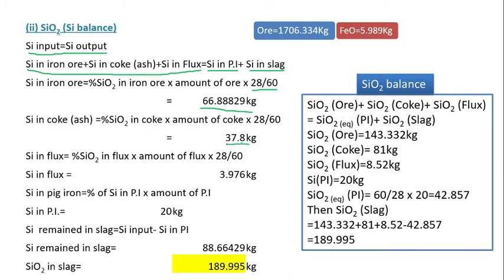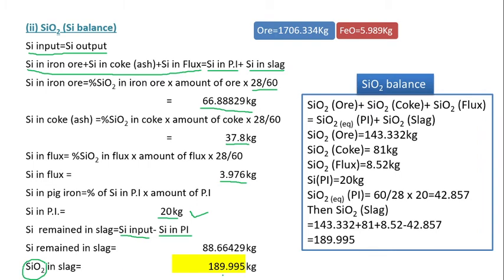That will be giving rise to 37.8 kg, and in flux it will be giving 3.976 kg. And in case of pig iron, we know that there is 2% silicon in the pig iron. That means we have taken 1000 kg of pig iron, so 20 kg of silicon in the pig iron. So silicon remaining in the slag equals silicon input minus silicon in the pig iron. So it will be giving 88.664 kg of silicon, and we have to convert it to silica by multiplying by the SiO2 to Si ratio.